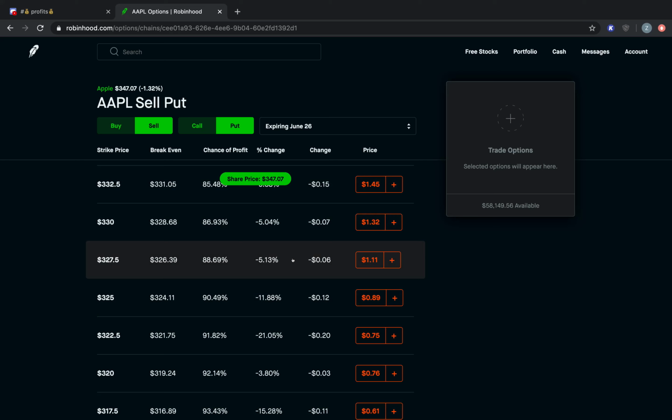Credit spreads in general are less risky than trading naked options just because you won't be a victim of theta decay and IV crush, implied volatility crush.